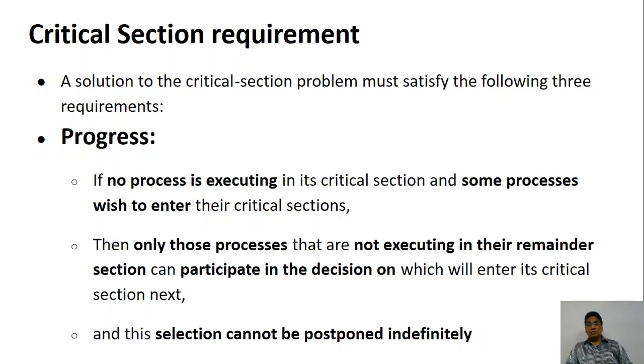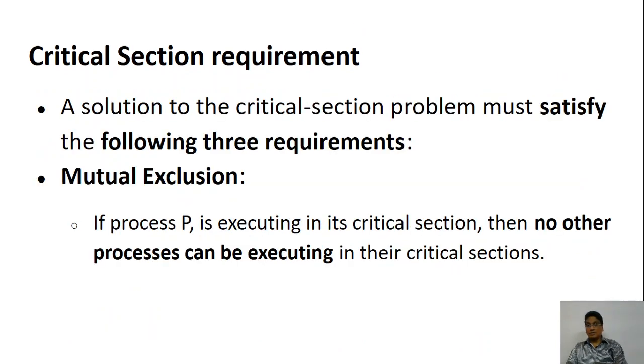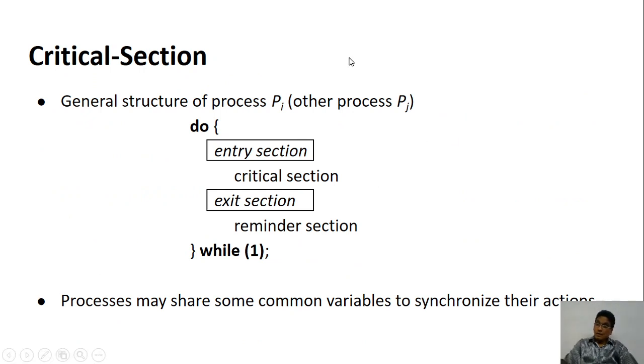Only those processes which are not in the remainder section can participate in this decision. What is the meaning of it? Let's look at that. You want to execute the critical section, so you come here to get the permission. In order to get the permission, somebody has to say that I am not in the critical section. Suppose there are only two processes, and you want to enter into the critical section. You ask the other, do you want to enter into the critical section?